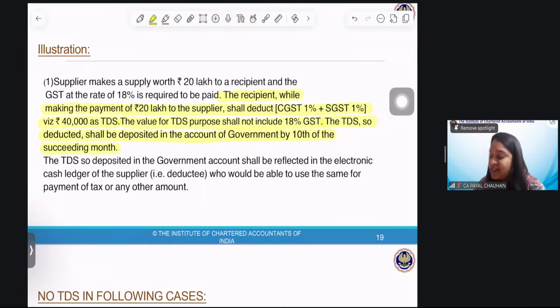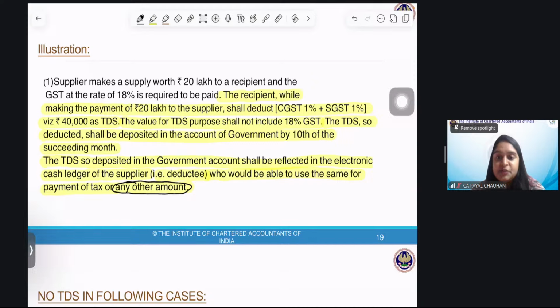Now the TDS so deposited in the government account shall be reflected in the electronic cash ledger of the supplier, that is the deductee, who would be able to use the same for payment of taxes. Any other amount? Can anybody tell me? Any other amount is a major head or a minor head?